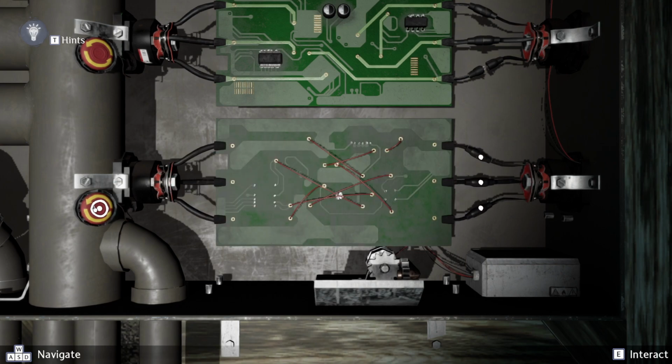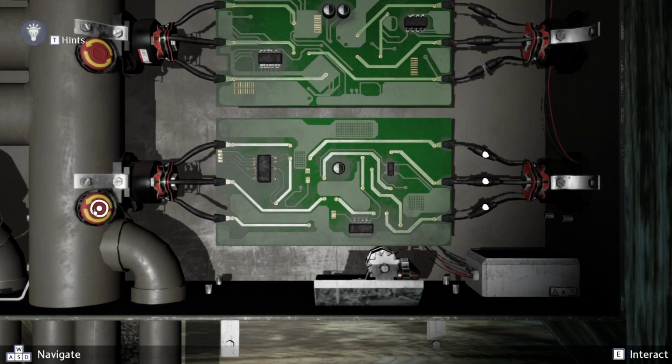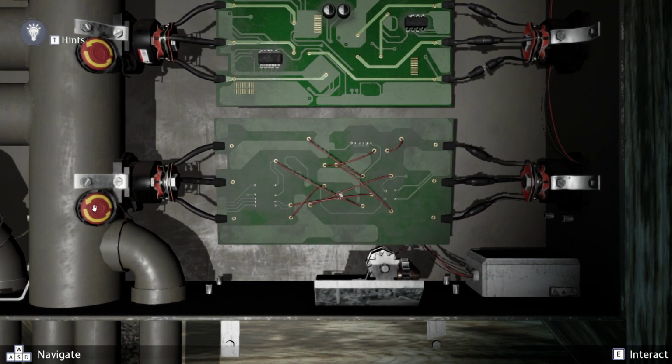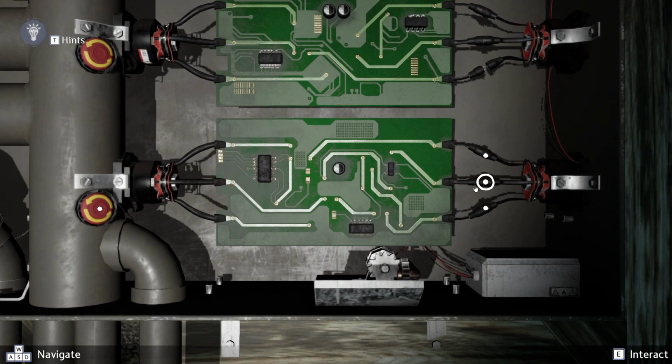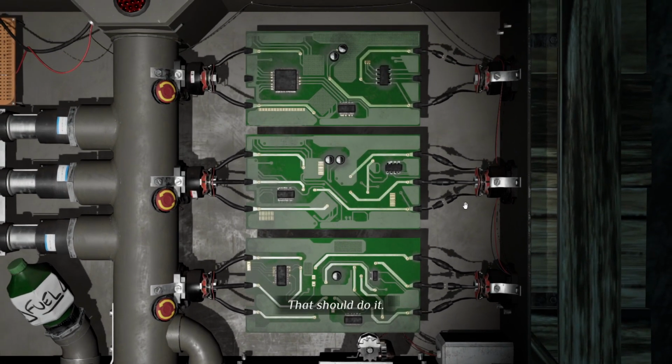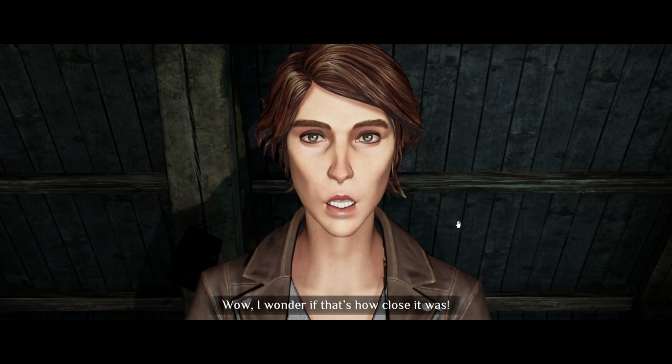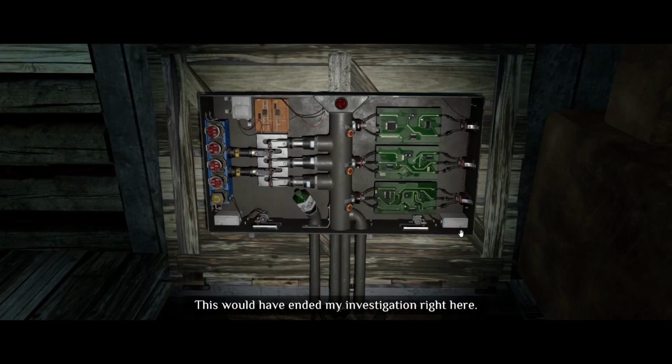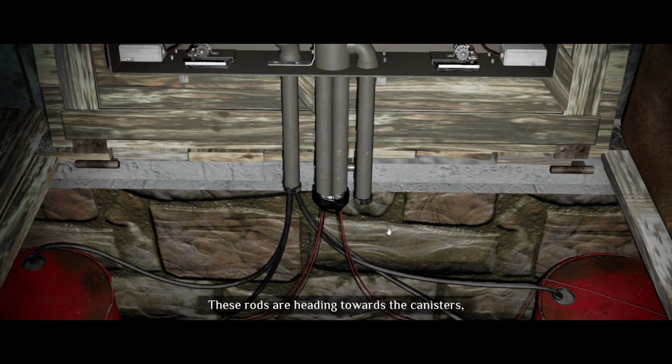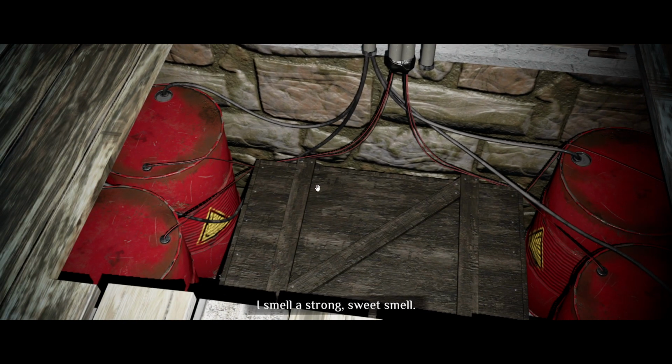Yeah, I think we are here. Okay, so over here. And there. Oh, it's double. Yes. Okay, so it's not that hard. So, top, bottom, and that's middle. I wonder how close it was. This would have ended my investigation right here. These rods are heading towards the canisters. It must be the trigger for the explosion. I smell a strong, sweet smell. Damn. I think these are filled to the brim with diethyl ether. Incredibly flammable. It looks like the kidnappers wanted to utterly destroy this place and whoever opened this hatch.